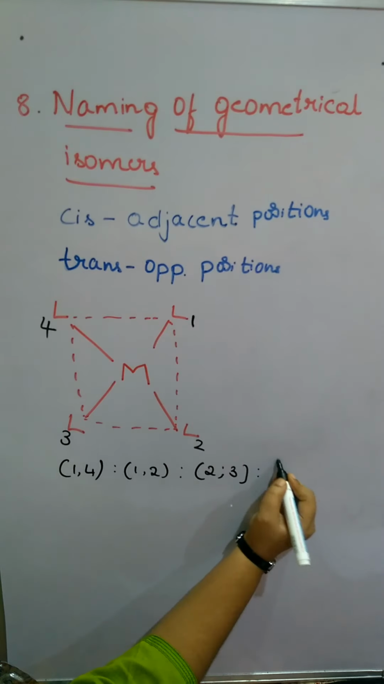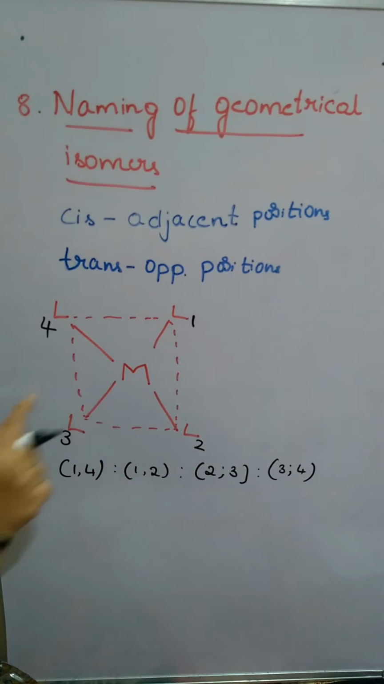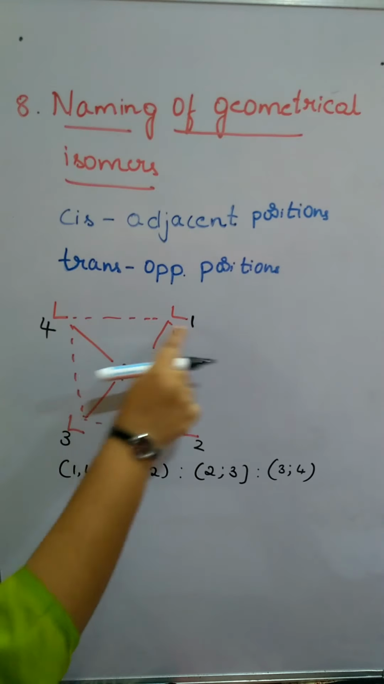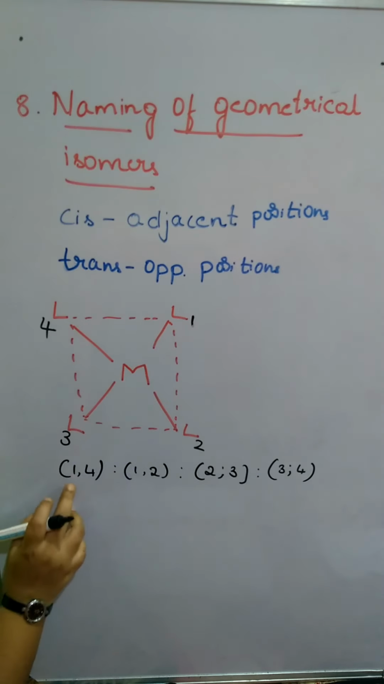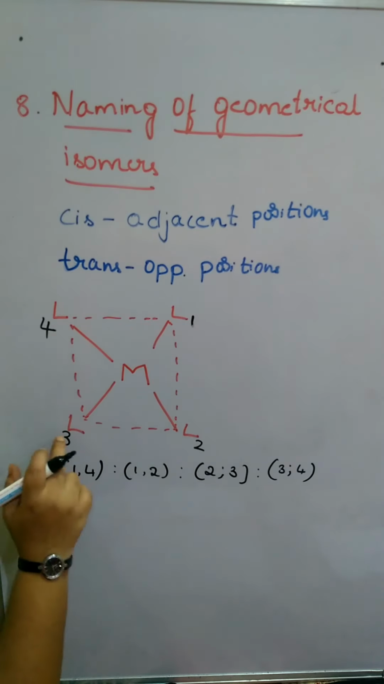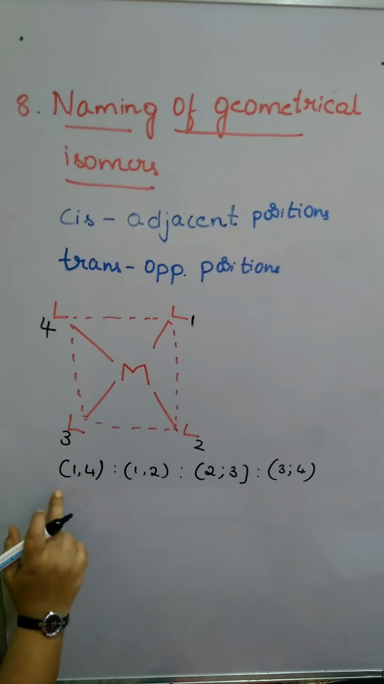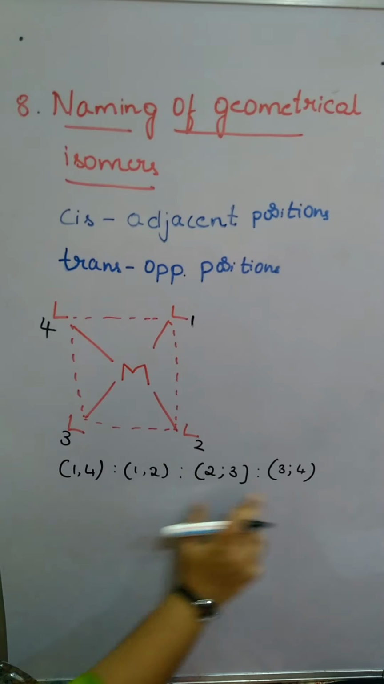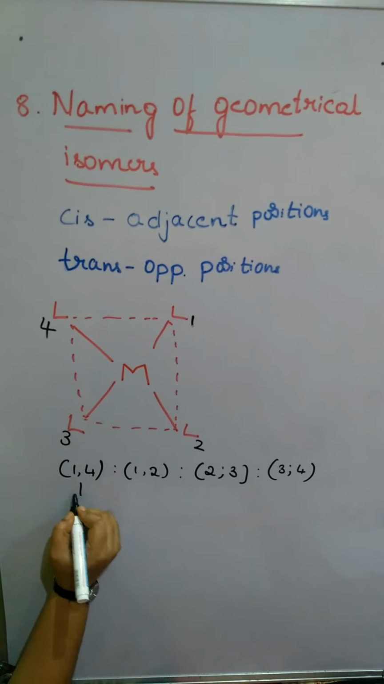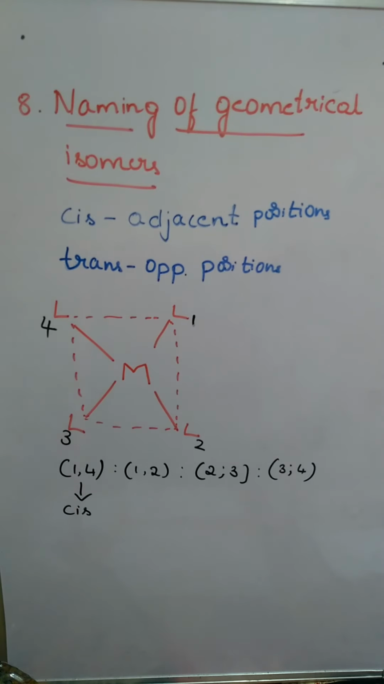3 and 4. If the ligands are of similar type, it may be 1 and 4, or 1 and 2, or 2 and 3, or 3 and 4. So if similar ligands come side by side, in this pattern, then we name such kind of structures, such kind of geometrical isomers, as cis isomers.